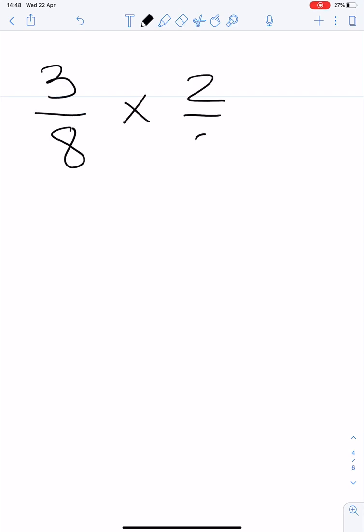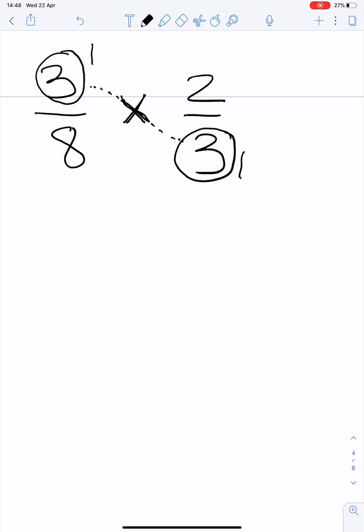3/8 times by 2/3. Now remember, with fractions, what we do to the top, we must do to the bottom. I can see a relationship between that 3 on the top and that 3 on the bottom. I call this the multiplication slide. They are related because of the sign in the middle. 3 divided by 3 is 1, and 3 divided by 3 is 1.